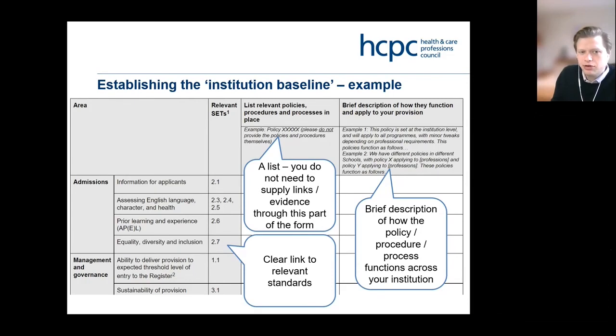We'd also ask you to list relevant policies. The word list there is crucial. You don't need to supply links, or give us evidence through this part of the form. You can say, we have this policy or this set of policies that links to interprofessional education, this is what they're called. You don't need to supply those documents to us as evidence. But we do ask you to briefly describe how the policy and procedure applies or functions at your institution. So there are a couple of examples there about the level of detail that would be useful on the slide.